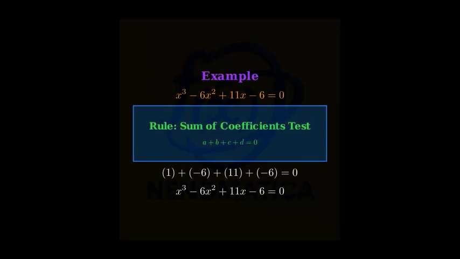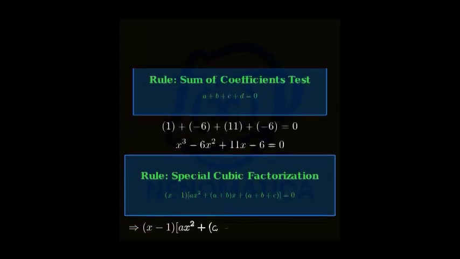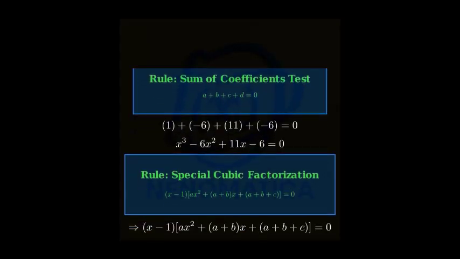Let's add them up. We have 1 from x cubed, negative 6 from negative 6x squared, 11 from 11x, and negative 6 from the constant. So we have 1 plus negative 6 plus 11 plus negative 6, which equals 0. This confirms that we can use our special method for solving this cubic equation. Now, let's use the special formula for cubic equations where the sum of coefficients is 0.